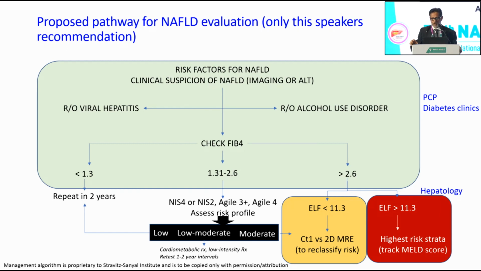ELF less than 11.3, we may use 2D MRE or a corrected T1 to reclassify the patient based on risk, to either move them into the red bucket or to try to move them to the lower bucket. And if it's in the middle, you have multiple choices. You can repeat in a year's time, or you can do secondary, based on FibroScan, you can compute the Agile 3, Agile 4, or FAST score if you don't have the NIS available, and then reassess whether you can reclassify some of these patients into low risk, moderate risk, or high risk. If you're in the moderate risk, you need to follow the patient more carefully. They also may be qualifying for pharmacological therapy.